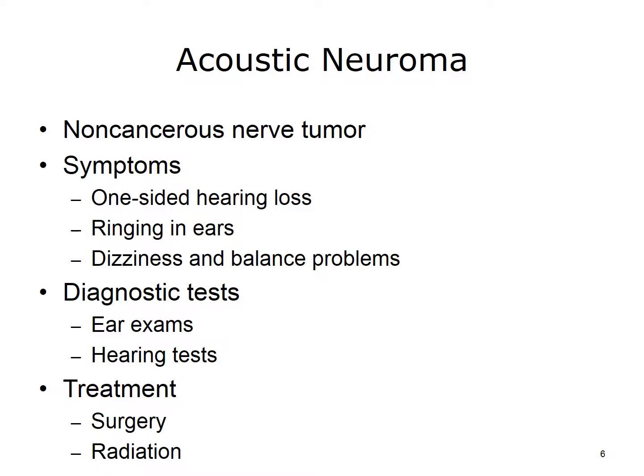An acoustic neuroma is a non-cancerous tumor that develops on the nerve that connects the ear to the brain. The tumor usually grows slowly. As it grows, it presses against the hearing and balance nerves. Symptoms include a loss of hearing on one side, ringing in the ears, dizziness and balance problems. Diagnostic tests include ear exams, hearing tests, and scans.